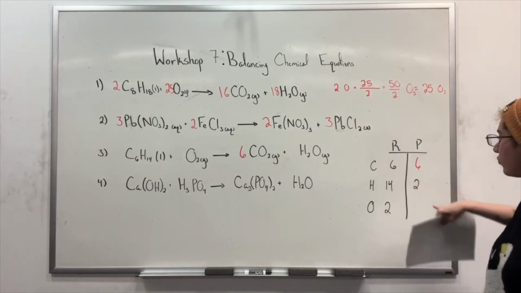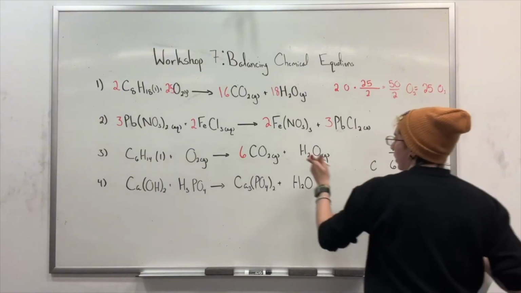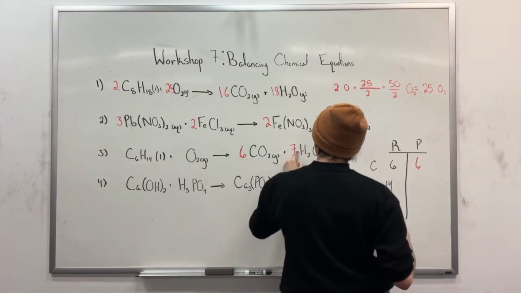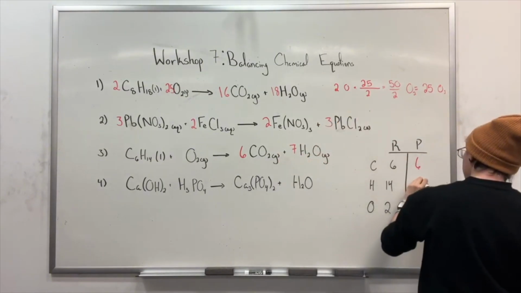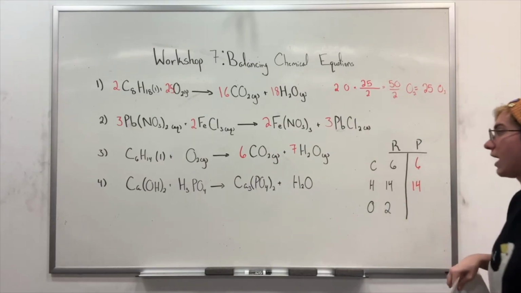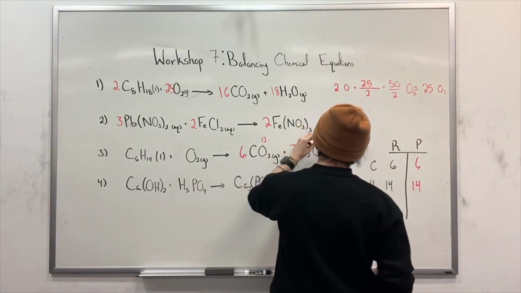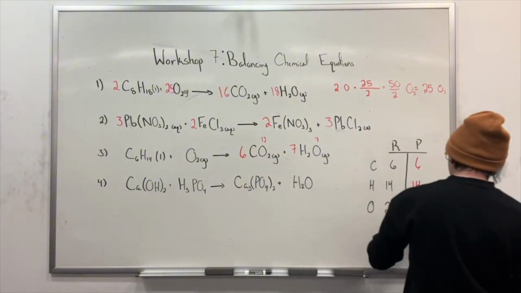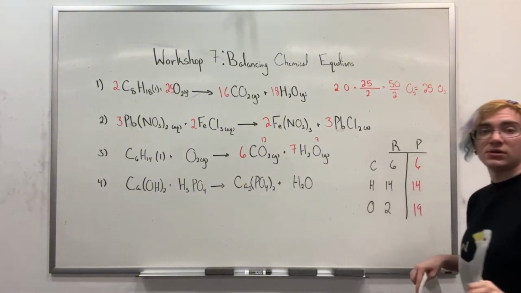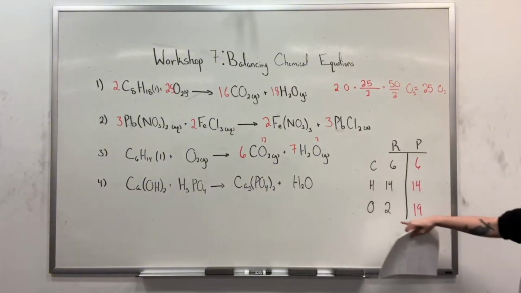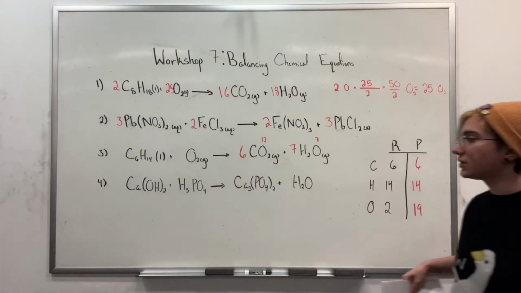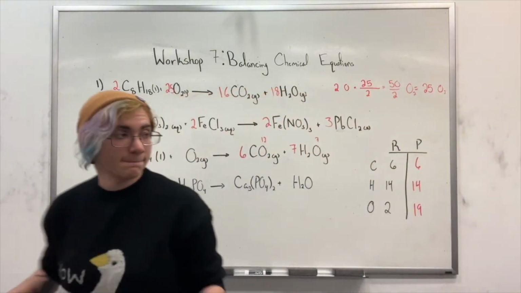14 hydrogens versus 2 hydrogens. We're going to multiply our water by 7. 7 times 2 is 14. And now we can focus on our oxygen. 6 times 2 is 12. 7 times 1 is 7. We have 19 oxygen currently. And so again, 2 versus 19, not a very clear way to go about fixing it.